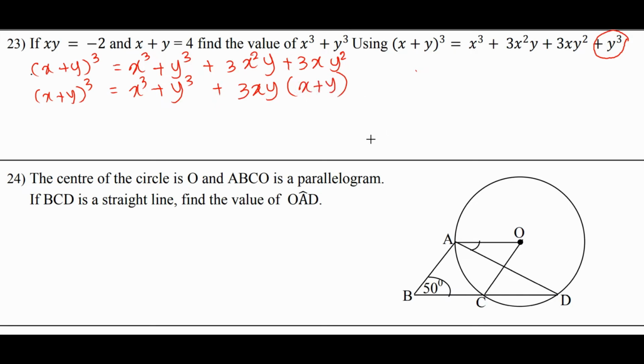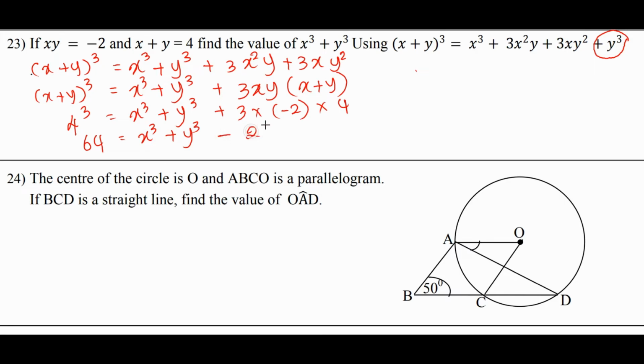Then I know the value of x plus y. X plus y is 4. Then this should be 4 cube. 4 cube should equal x cube plus y cube plus 3 into, I know the value of xy. The value of xy is minus 2, into again x plus y. X plus y is equal to 4. Then 4 cube should be 64 equals x cube plus y cube minus, here it will be 24.